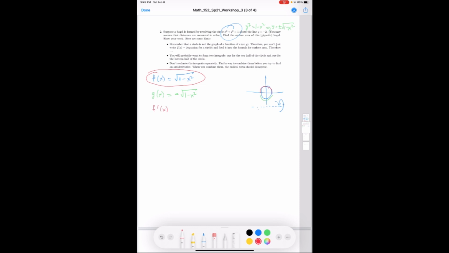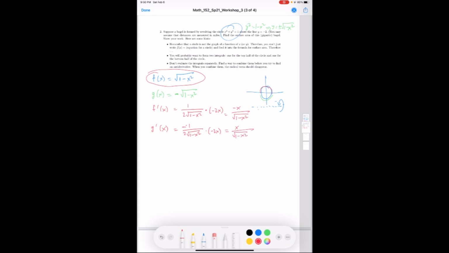So f prime of x is equal to 1 over 2 square root of 1 minus x squared times negative 2x by the chain rule. That equals negative x over square root of 1 minus x squared. G prime of x is going to equal negative 1 over 2 square root of 1 minus x squared times negative 2x. That equals x over the square root of 1 minus x squared.